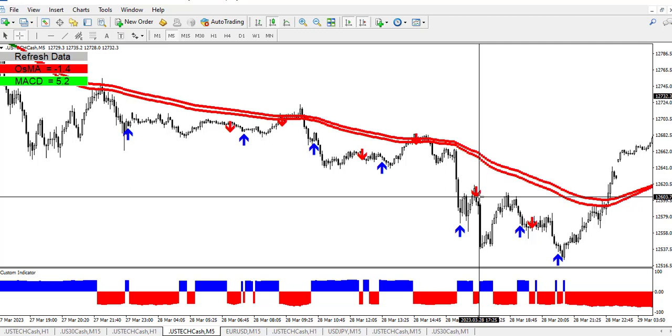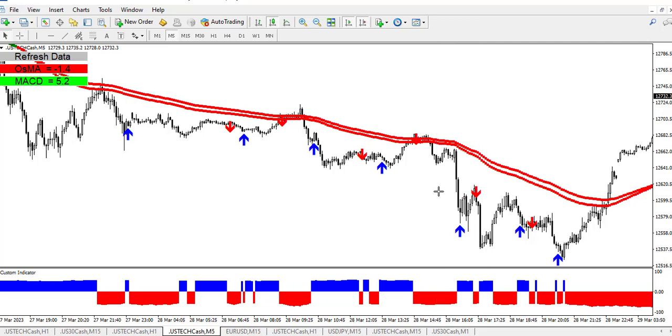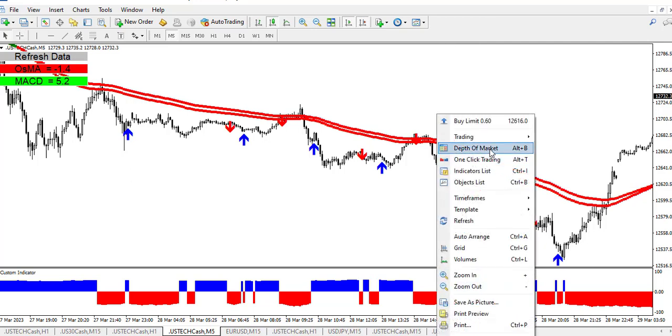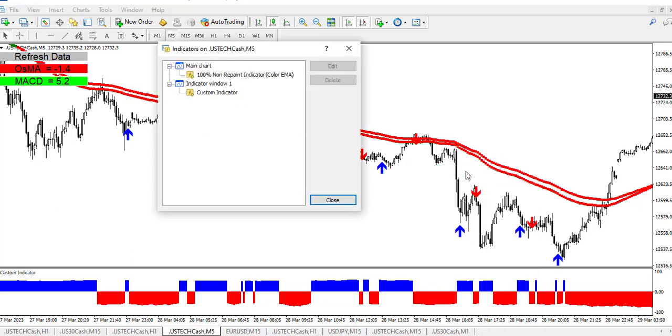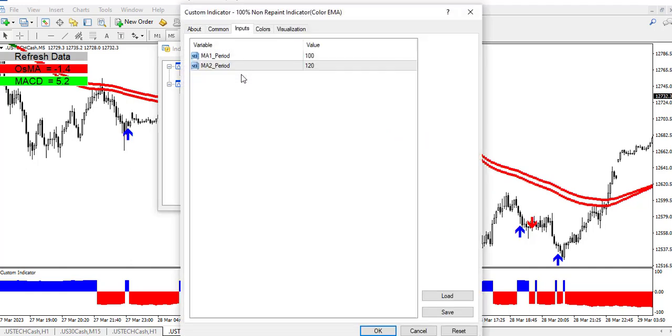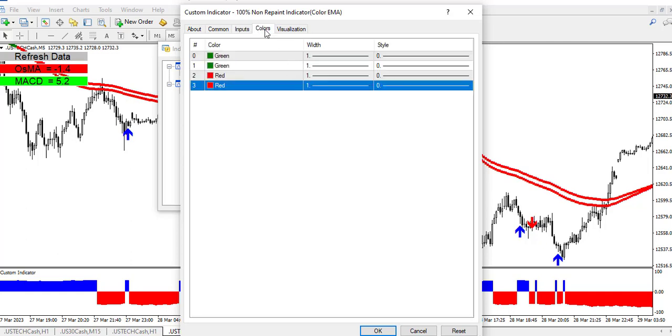Now let me show you the settings for each of the indicators used for this particular strategy. The number one indicator is this non-repeating EMA indicator that we have on the chart, and the first period is MA 100 and the MA2 period is 120, and the colors are just green and red. So if you want to change it to any color, you can do that.